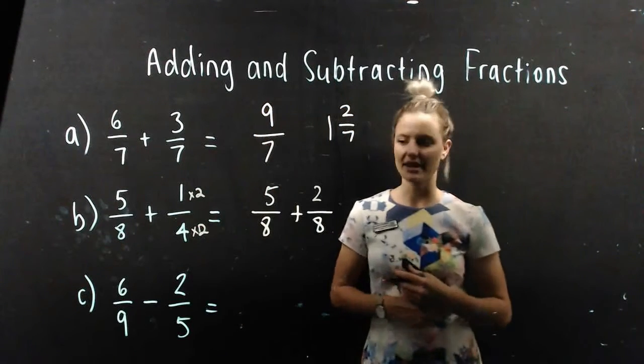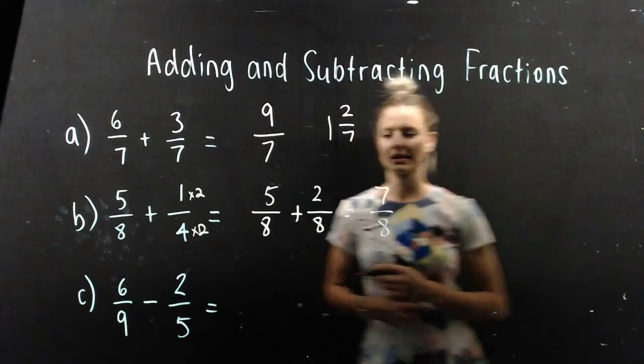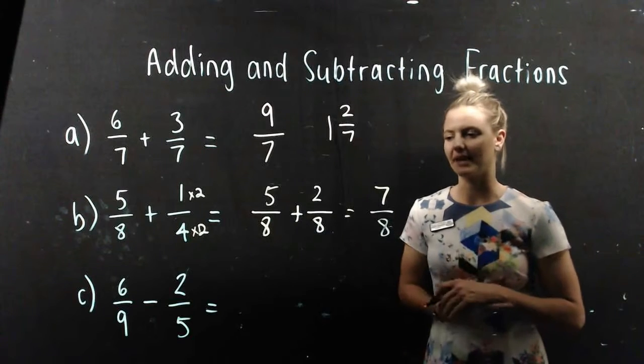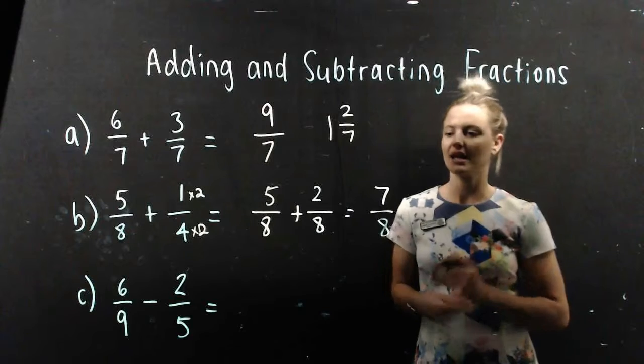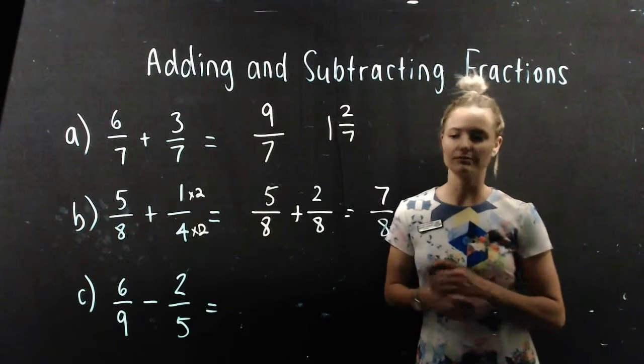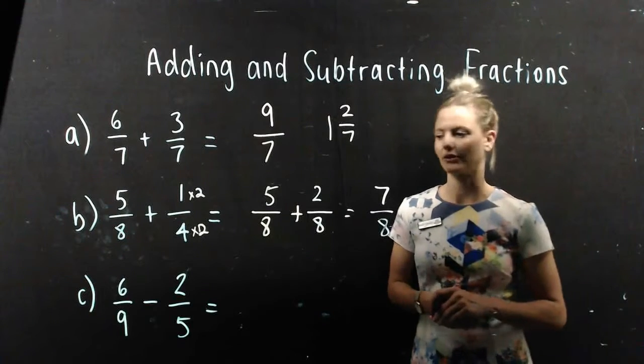We now have 5/8 plus 2/8 equaling 7/8. Adding the numerators and keeping the denominator the same. Always checking, is my answer as simple as it can be? Is it an improper fraction? No, it's proper. Can it be reduced? No, 7/8 is as low as it can go.